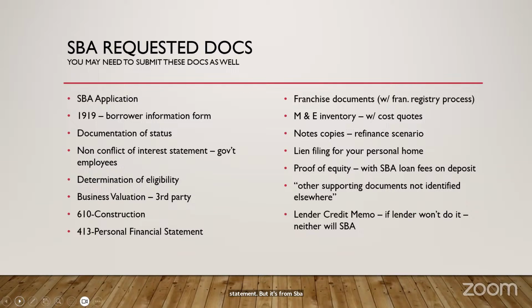If you're looking to open a franchise, you do have to go through the franchise registry process. If you're refinancing, there is an option to do so. We just need copies of all your notes just to confirm that we can proceed with it. There is a good chance there would be a lien filing against your primary residence. Proof of equity again. And my favorite quotes, other supporting documents not identified elsewhere. That's not just for SBA requests, that's for conventional requests as well.